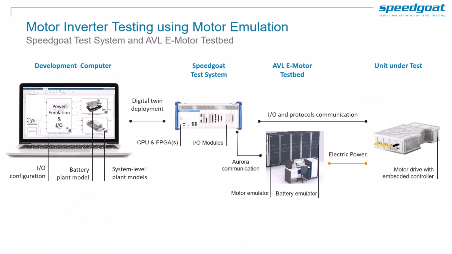Therefore, you can use a motor inverter testing solution as follows. You stay in your MATLAB Simulink development environment for plant modeling and test case description. You run the plant model on the Speedgoat test system and use an FPGA I/O module running Aurora communication to interface the AVL eMotor testbed. The AVL eMotor testbed provides a motor emulator and a battery emulator that enables you to test motor drives at full power.